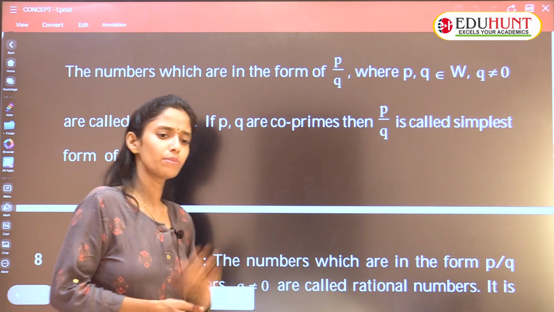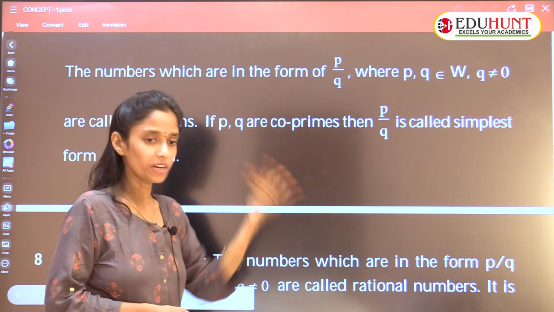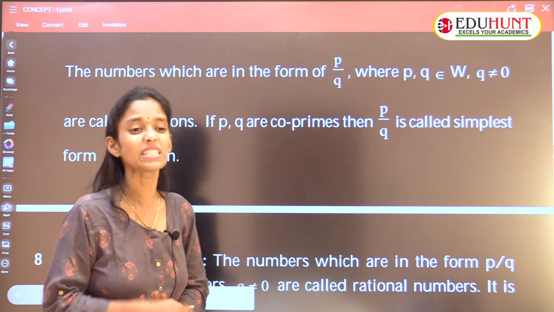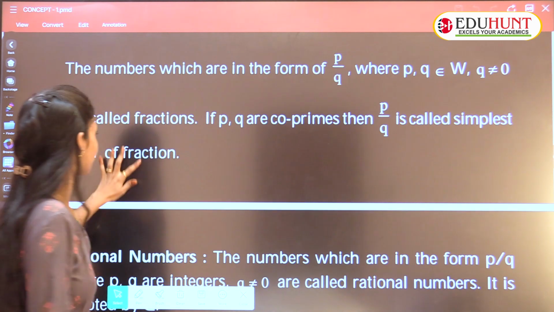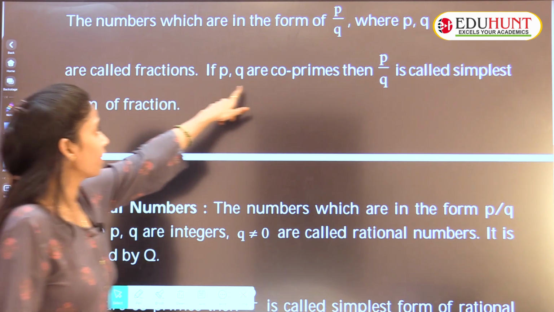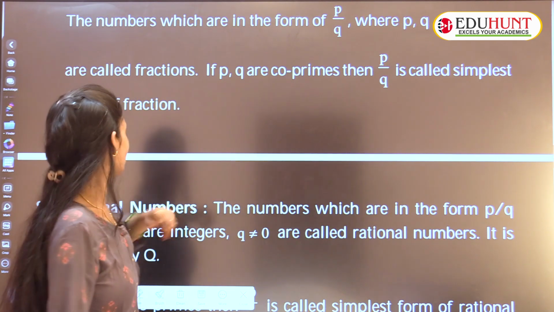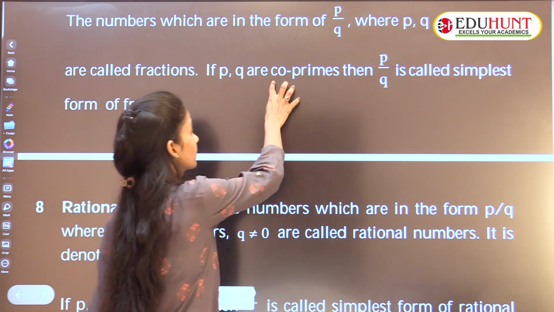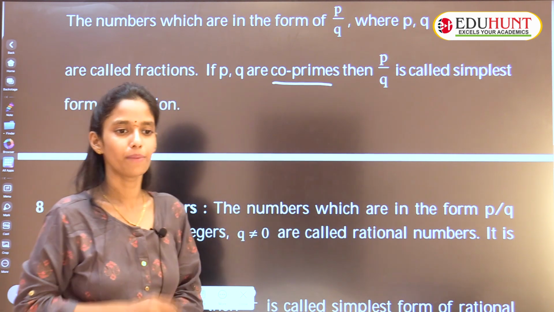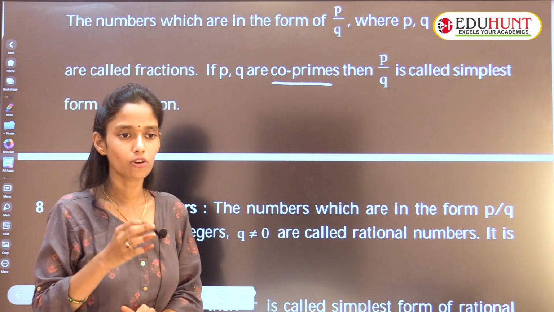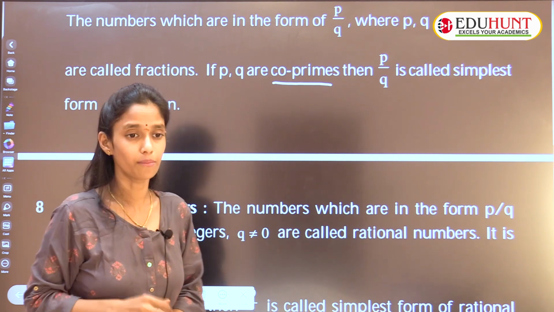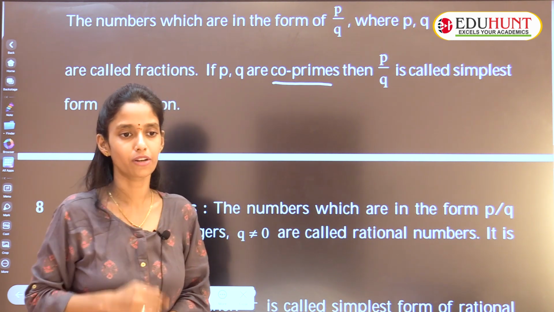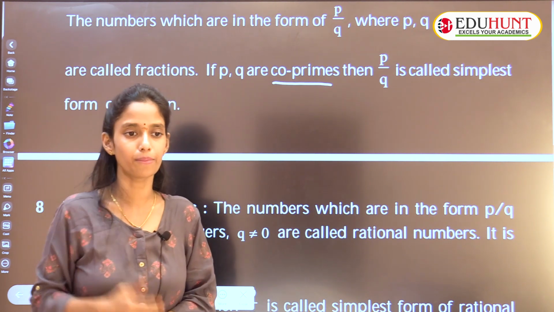So ma'am, can the numerator be 0? Definitely. Numerator you can take as 0. 0 by anything is 0. Anything by 0 is undefined. So later, if P comma Q are co-primes, then P by Q is called the simplest form. Ma'am, what is co-prime? Whenever we talk about co-primes of any numbers, if there is only one common factor, then we can say that both the numbers are co-prime.